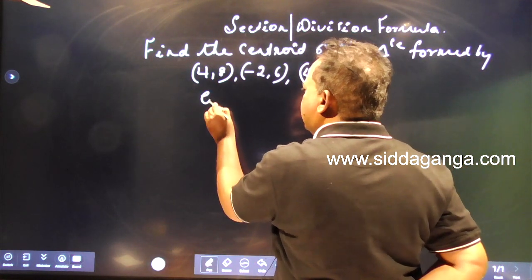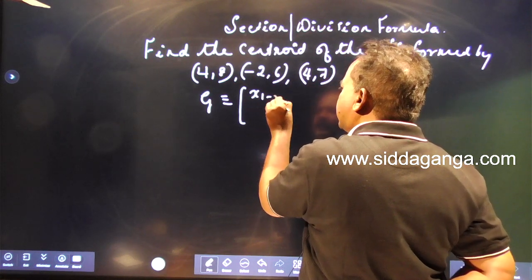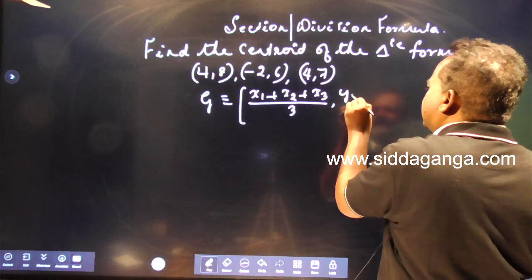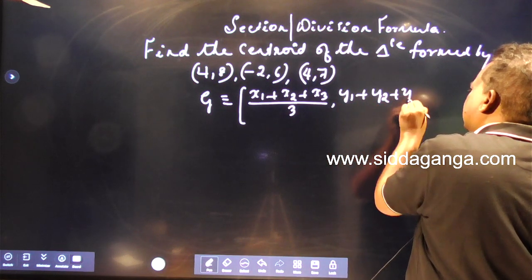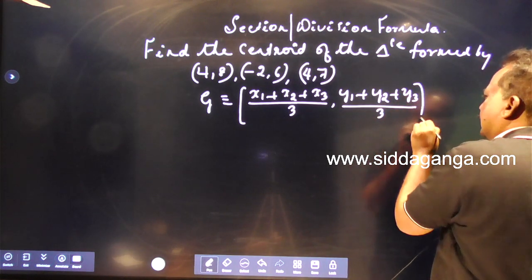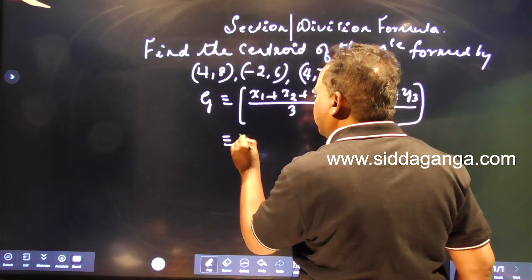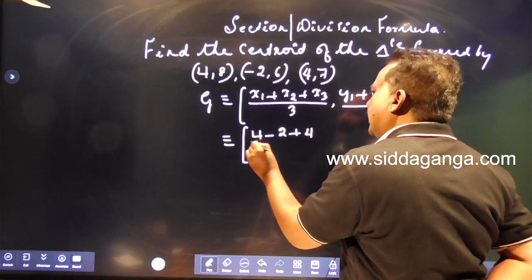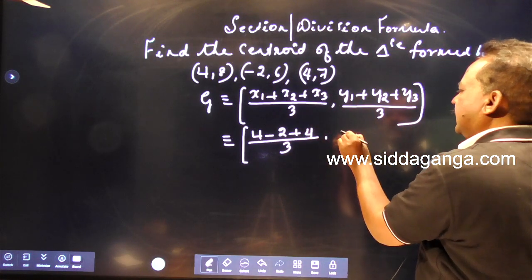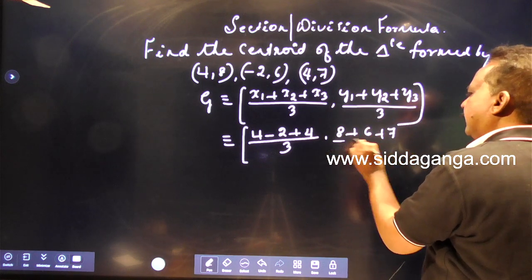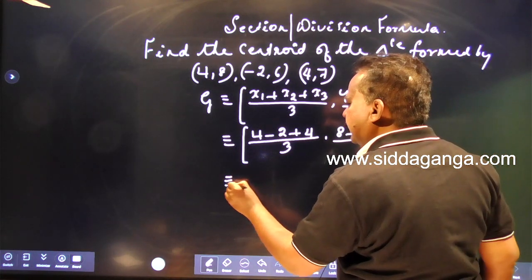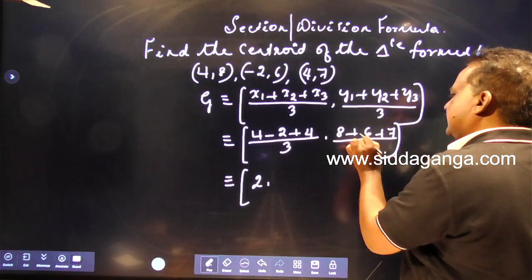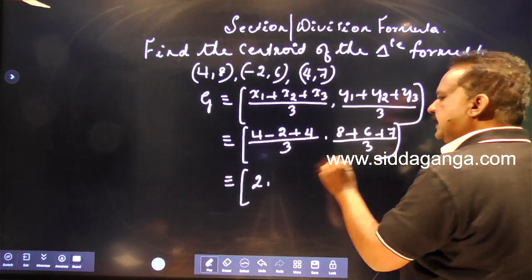The centroid of the triangle G is given by ((x1 plus x2 plus x3) by 3, (y1 plus y2 plus y3) by 3). So x1 plus x2 plus x3 by 3: 4 minus 2 plus 4, you should take only the x coordinates, by 3. Now take only the y coordinates: 8 plus 6 plus 7 by 3. What is the centroid? 4 minus 2 is 2, 2 plus 4 is 6, 6 by 3 is 2. 8 plus 6 is 14, 14 plus 7 is 21, 21 by 3 is 7.